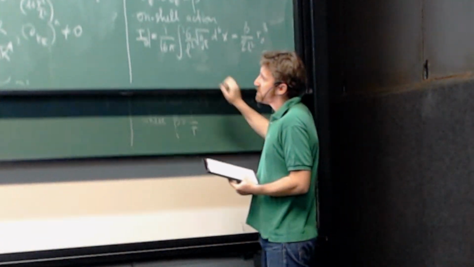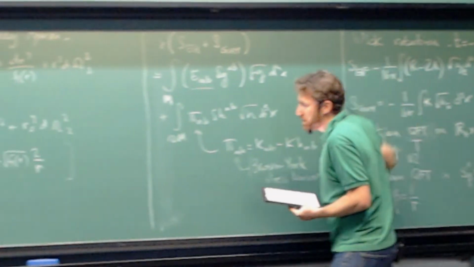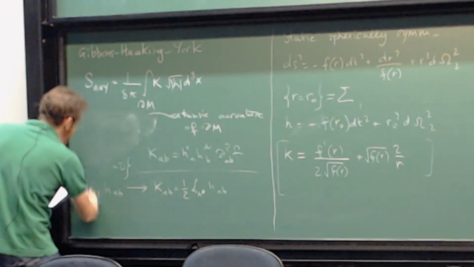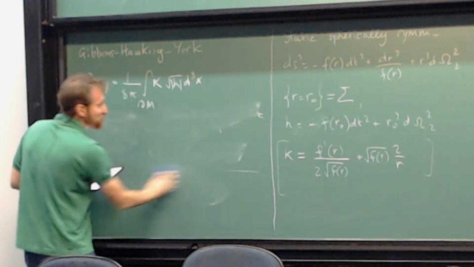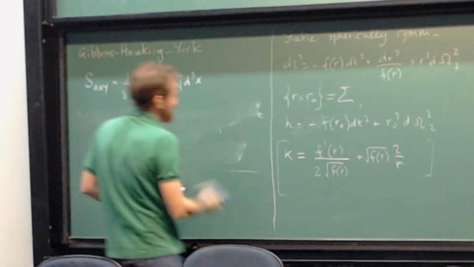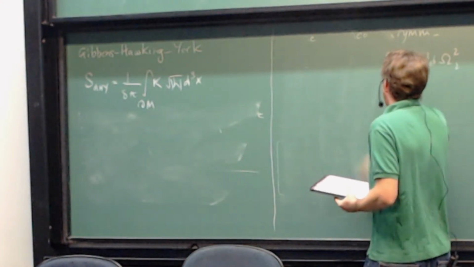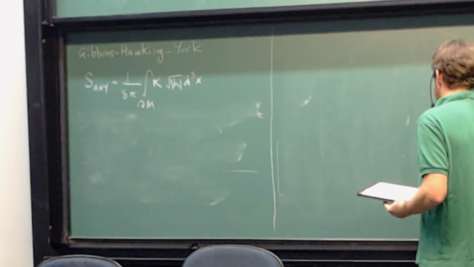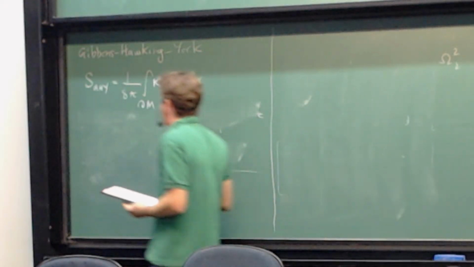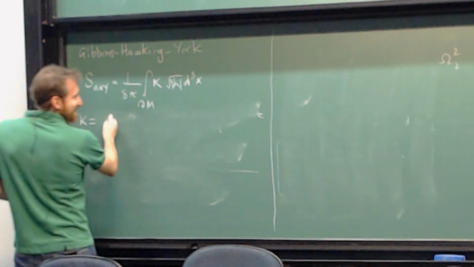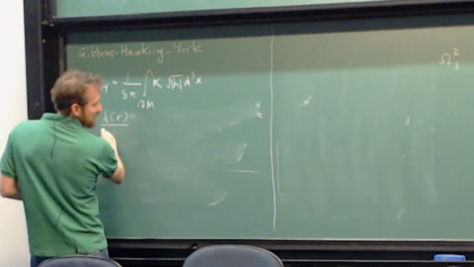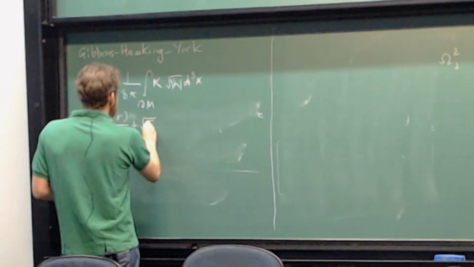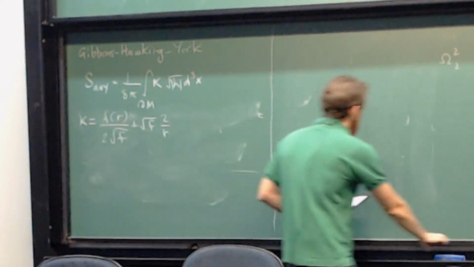Okay. Now we need to compute the Gibbons-Hawking-York term, which is this one. In order to compute the Gibbons-Hawking-York term, what is it? 2 square root of f plus square root of f 2 divided by r.